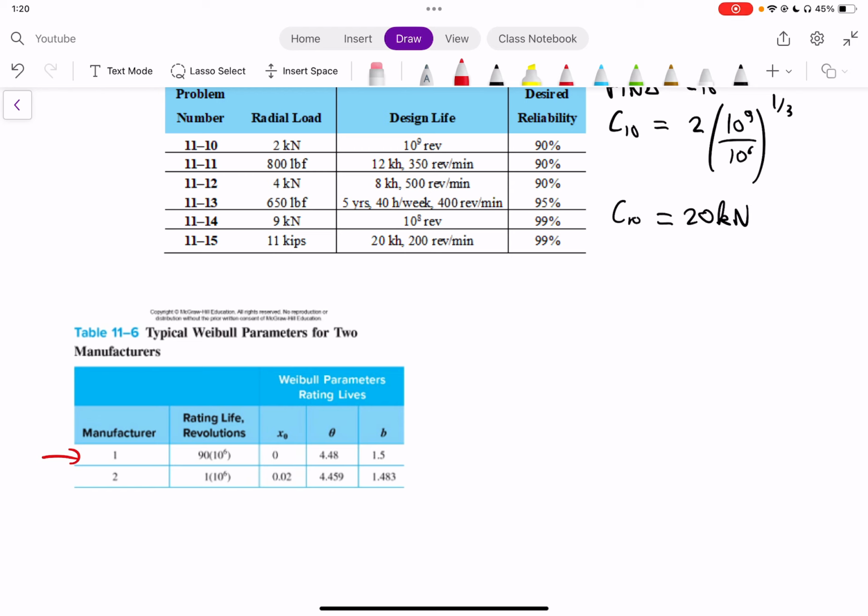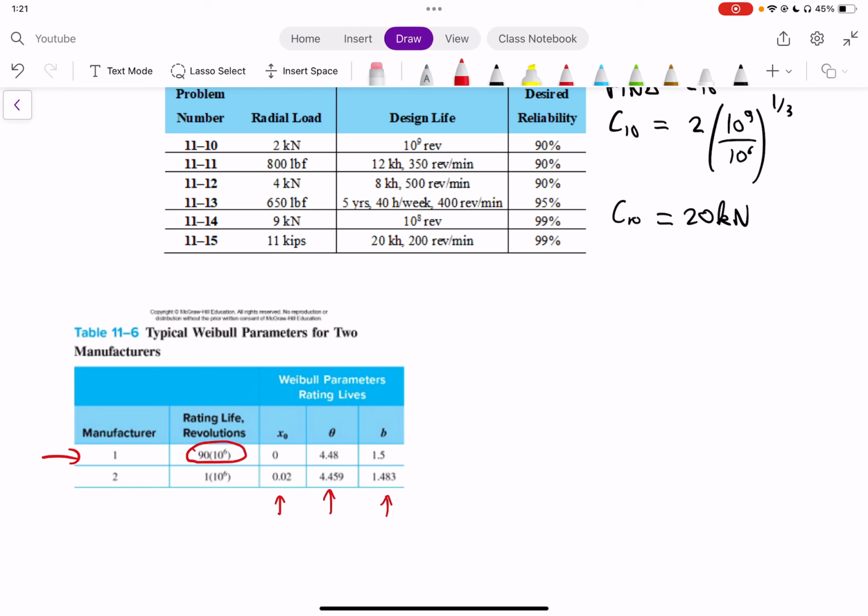So instead of using x0 of 0.02, theta of 4.459, and b of 1.483, which is what we've used so far for our analysis, you could have a different manufacturer that has different values of x0, theta, and b. And you can see their rating life is also different, which means that their LR would be different as well. So if you had this question based on manufacturer 1, you could have potential differences in your answers.